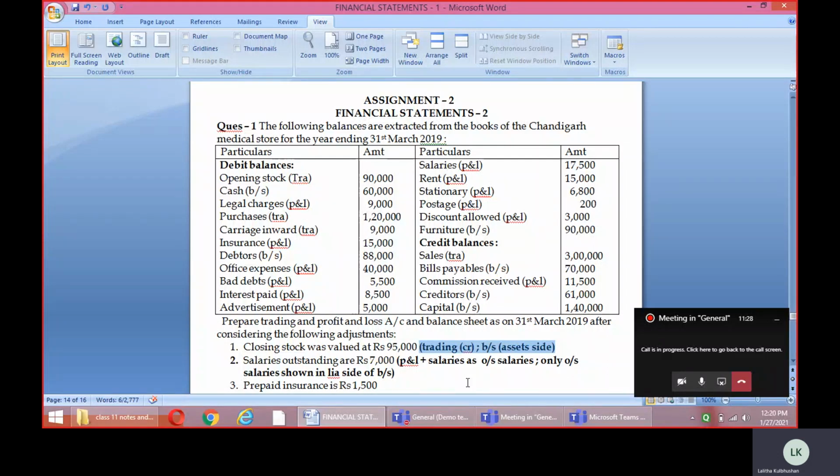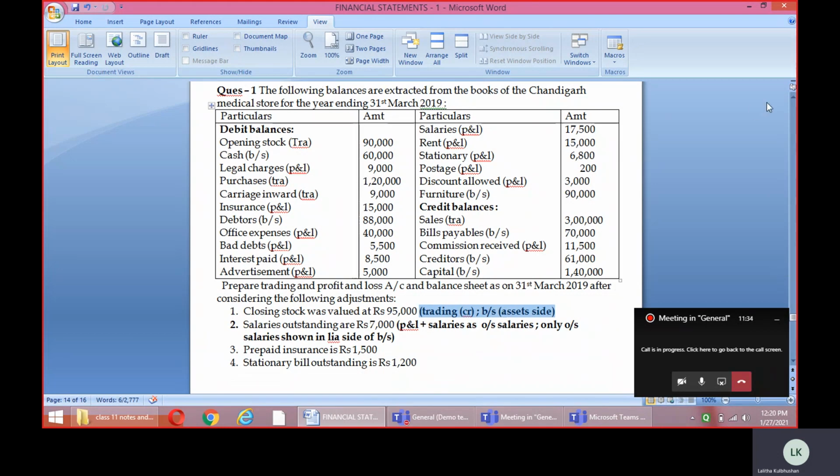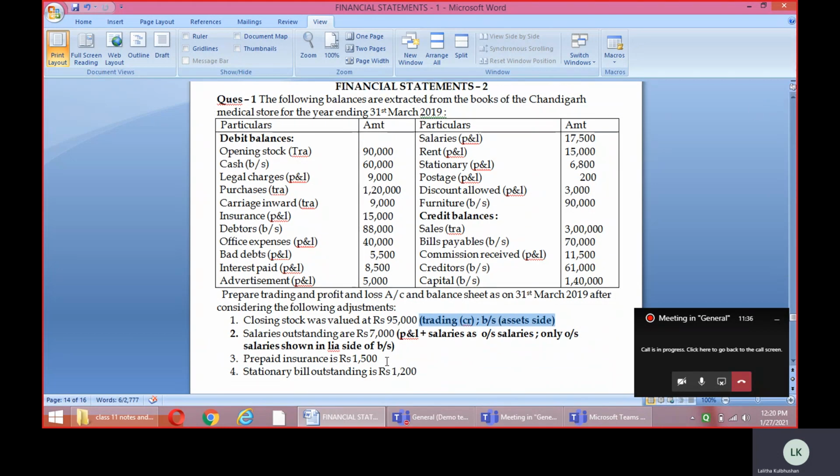Now the next thing here is the prepaid insurance. Children, we have already gone through the treatment for prepaid insurance. It is the same: insurance is an item of the profit and loss account. So what would be its treatment here? Deduct, that is minus from insurance, on the debit side of the profit and loss account, where it will be deducted.